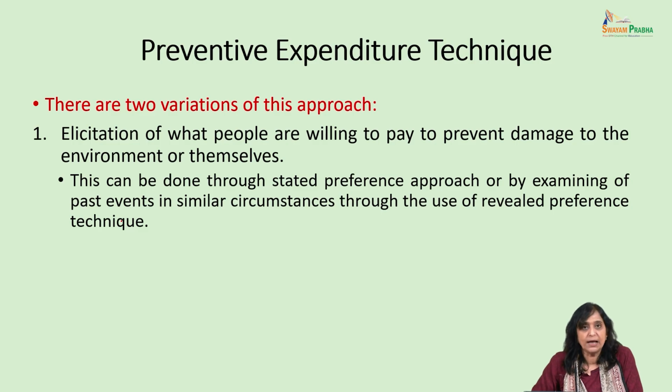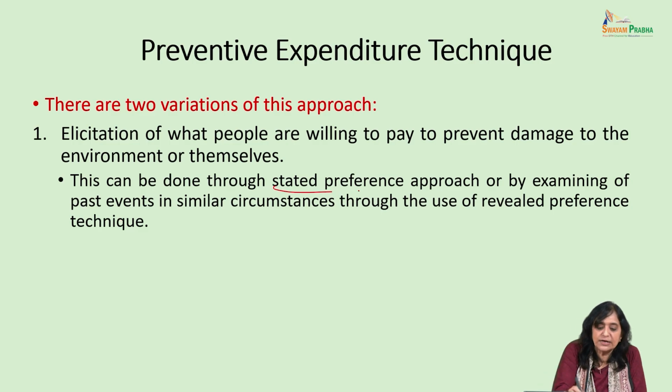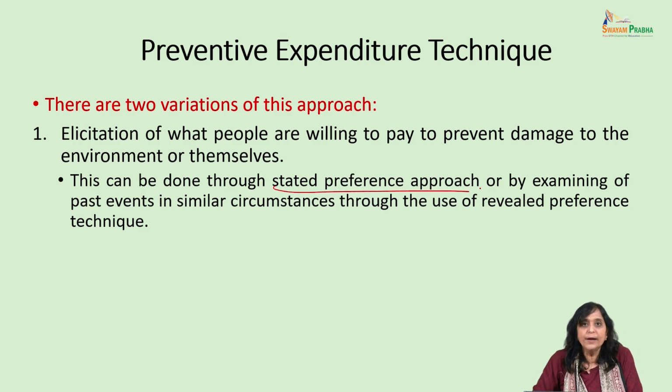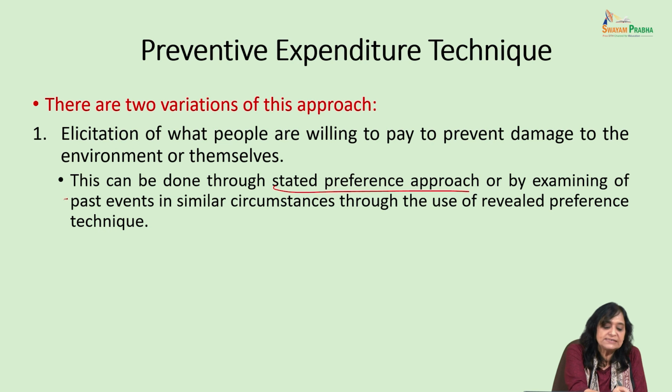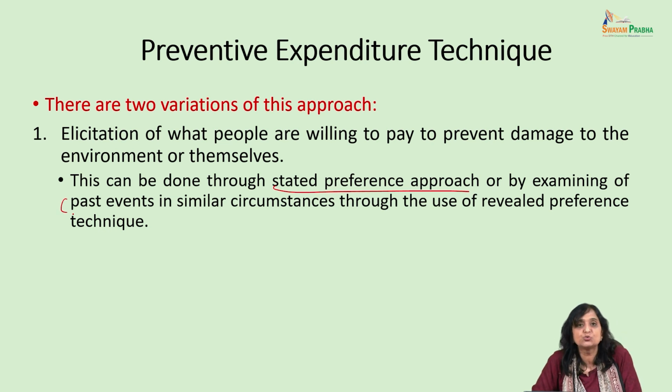How will this be done? This can be done through the stated preference method. We have talked about contingent valuation, or by examining past events in similar circumstances through the use of the revealed preference technique. So in preventive expenditure, we are trying to estimate the value of the environment depending on how much money people are willing to spend so that they prevent a certain cost which may get attached to them because the environment is getting damaged.